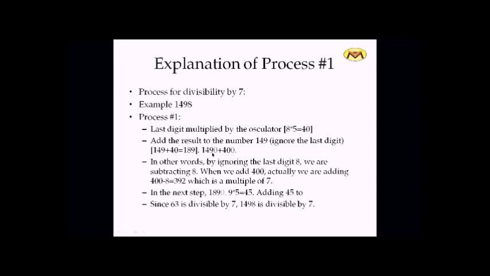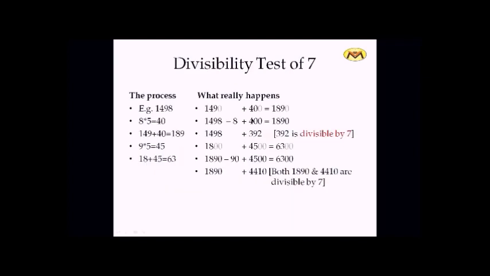So what we are doing is we are actually doing 149, and then when we ignore the digit 8, we are considering the digit 0 and then add 40. So we are actually adding 400. So we are doing 1490 plus 400. And when we ignore 8, so what exactly we are doing, I think if I explain, it will be better here. So 1490 plus 400, this is what we are doing.